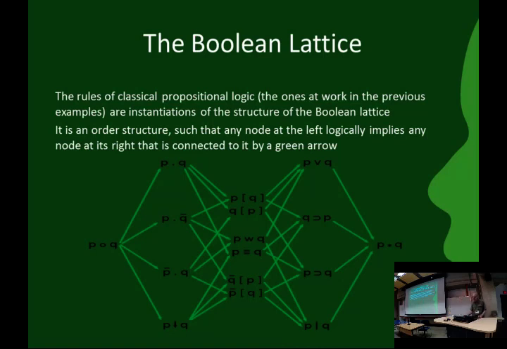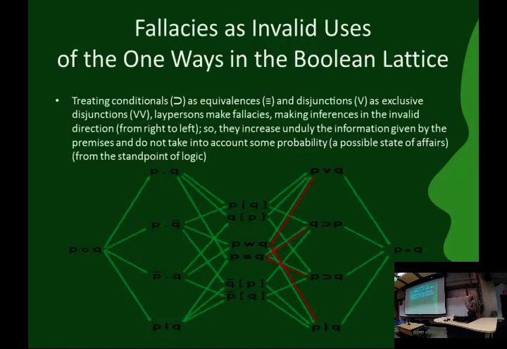What happened with what I explained about the previous inferences is that we have a tendency to go in the wrong direction in one way. That is, people tend to consider the inclusive disjunctions as exclusive, incompatibilities as exclusive disjunctions, and if-then inferences as equivalences. So people have a tendency to go in the wrong direction in one way.